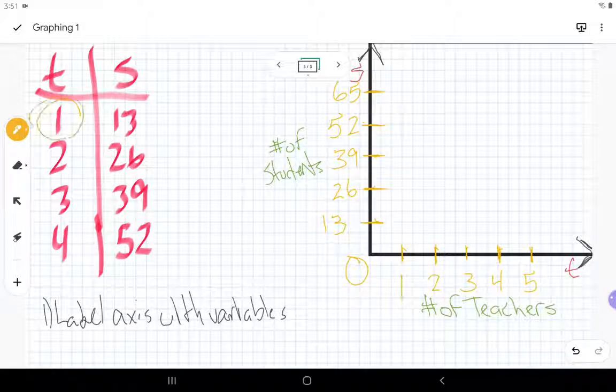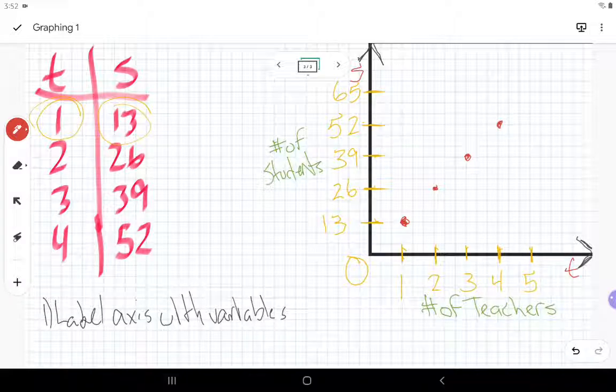So on my t-axis, I need to move to 1, and 13 on the s. So I need to move to 1 on my t-axis, which is here, and then move up to 13 on my s-axis. It's a little tough to do on my tablet because I can't be super precise, so I apologize if it looks a little messy. I've got 1 and 13. And then I'm going to move to 2 on my t-axis and 26 on my s-axis. So that's 2 and 26. So I'm moving to here. And then my next one is 3 and 39, and 4 and 52.